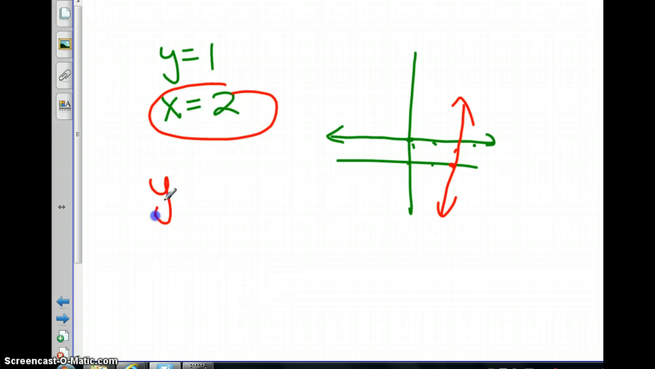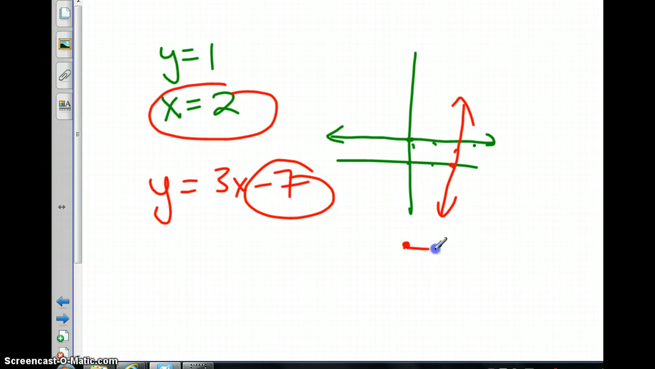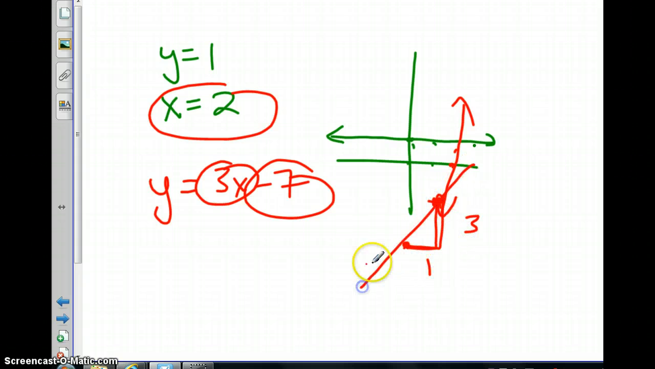If I said sketch this guy, y is equal to 3x minus 7. The easiest way to do that is go down to minus 7. There's my intercept. And then my next point will be over 1, up 3, because this says my rise over run is 3. So when I go over 1, I'll go up 3. I have a rise of 3, a run of 1. There's that point, and then connect the dots, and there's that line there.